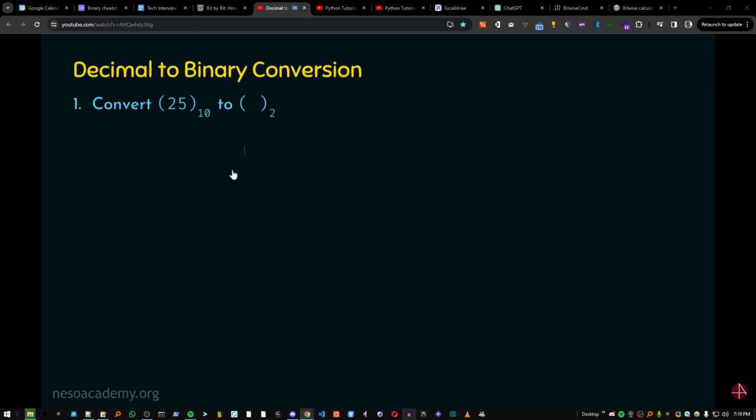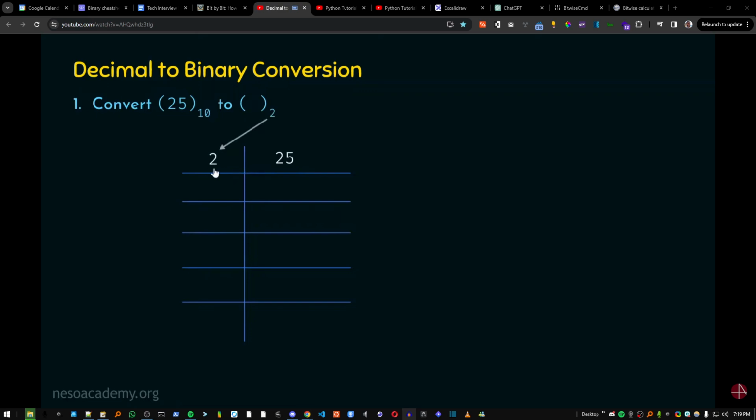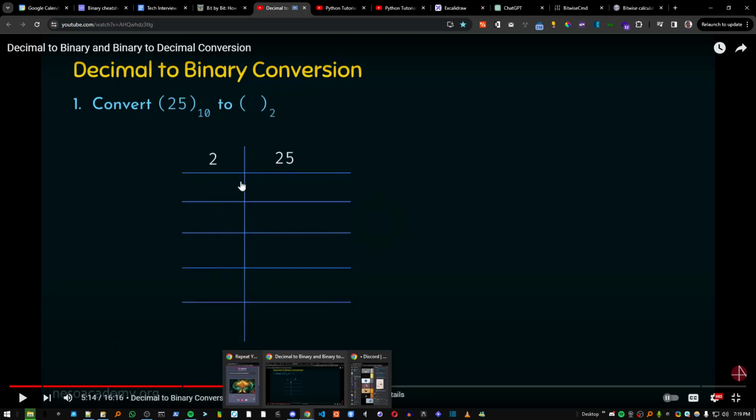For this, we need to first draw these lines. After this, we need to mention this 25, this number over here. Now we need to divide this number by 2. For this, we will mention 2 here. So 2 must be written here and 25 must be written here. This means that the divisor will come here.